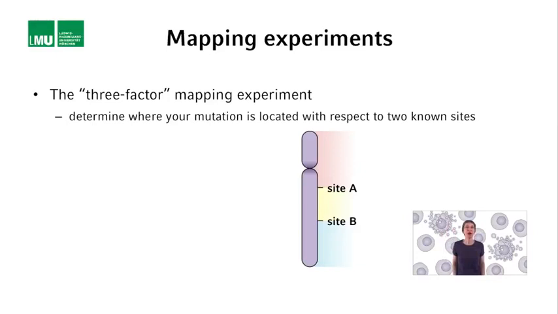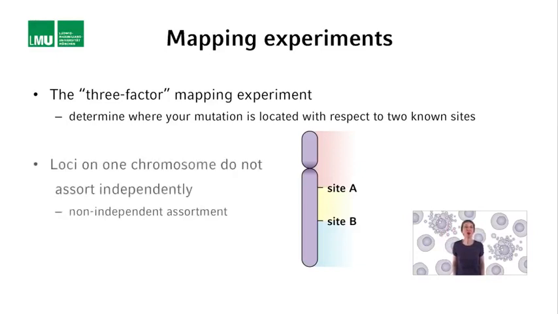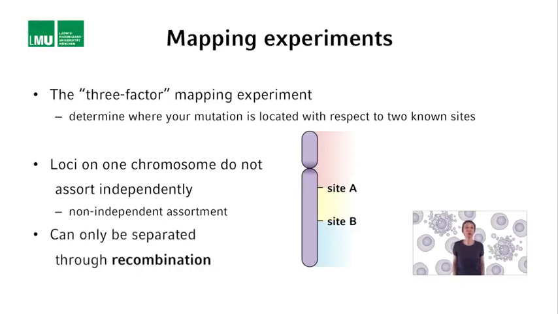Mapping experiments are not based on the principle of independent assortment, but on the fact that loci that are located on one chromosome do not assort independently. Sometimes one therefore refers to this as non-independent assortment. Instead, loci that are located on one chromosome can only be separated from one another or newly combined through recombination.